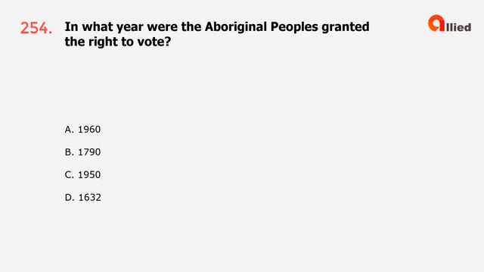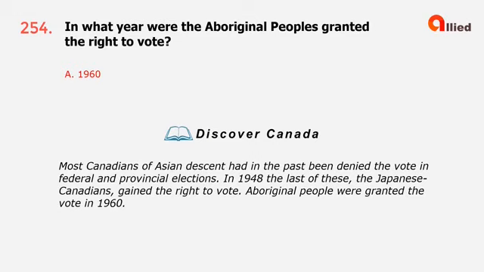Question 254. In what year were the Aboriginal peoples granted the right to vote? A. 1960. B. 1790. C. 1950. D. 1632. The answer is A. 1960.